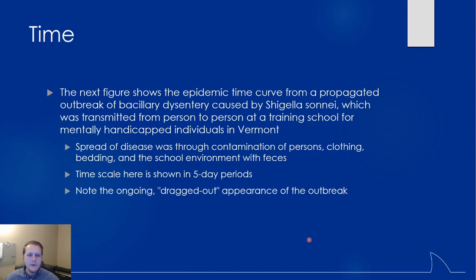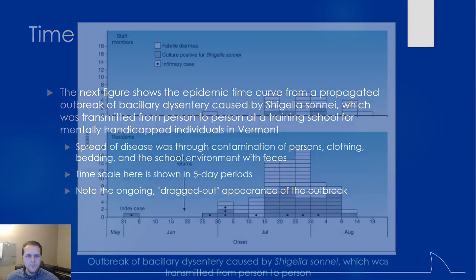This is going to be a case of dysentery caused by Shigella that was transmitted from person to person. There's an actual school where this is being spread around to one another. And so basically it was through contamination of persons and clothing. And again, when you're at a school environment, there's very close quarters, very easy to spread things from one another. And here you're going to see the time scale shown in 5-day periods because of a longer incubation time there. And you'll notice the ongoing or dragged out appearance, as opposed to that single source exposure we saw just a second ago.